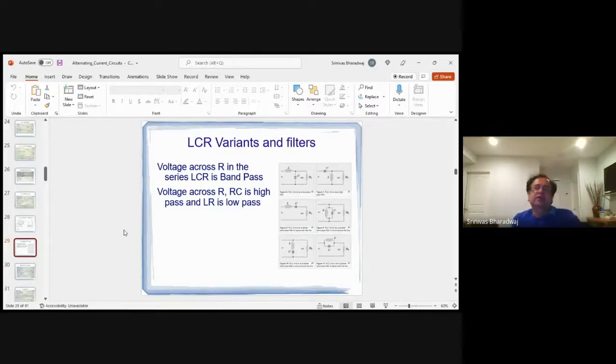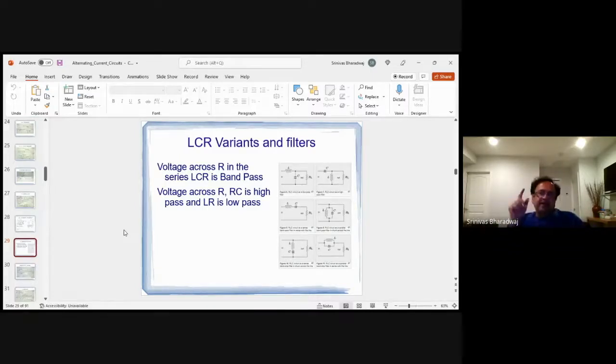Then your voltage across the resistor in the LCR is band pass. What does band pass mean? Band pass means the voltage is maximum in a band. It will be something like this. The voltage across the resistor will be small, but at that omega naught equals 1 by root LC, it will be maximum, and then it will decay again. So that's what they mean by band pass.